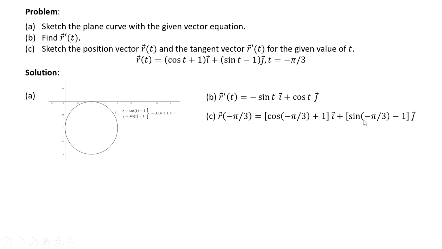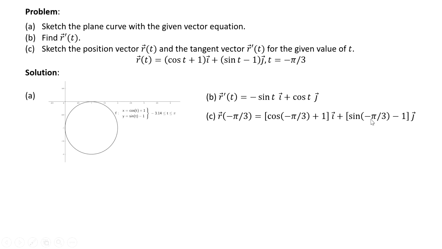Sine of negative 60. Cosine of negative theta is just positive cosine theta. However, sine of negative theta is negative sine theta. So we have negative sine of 60 degrees. Sine 60 is square root of 3/2.